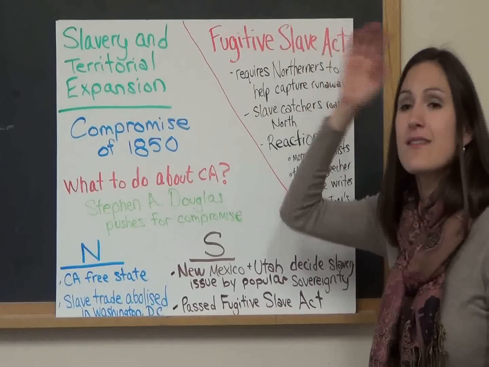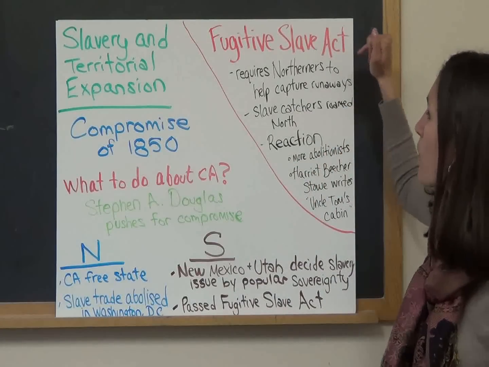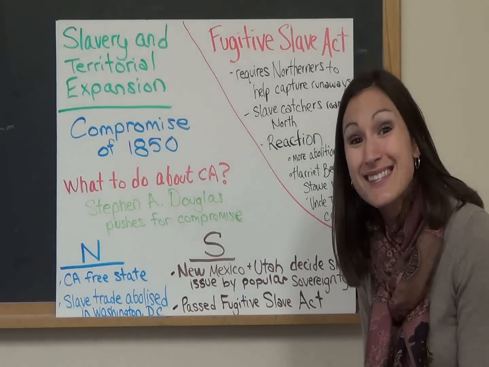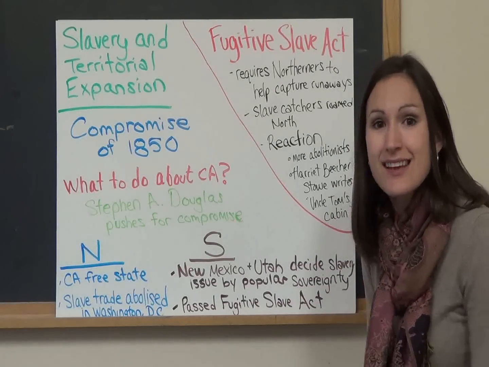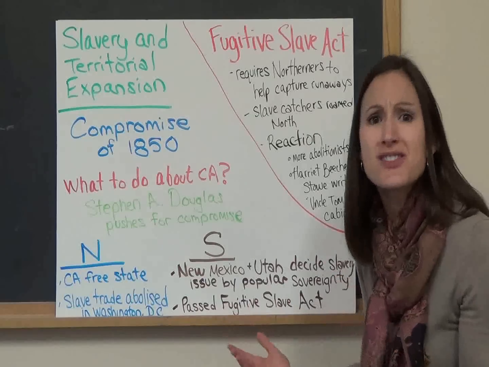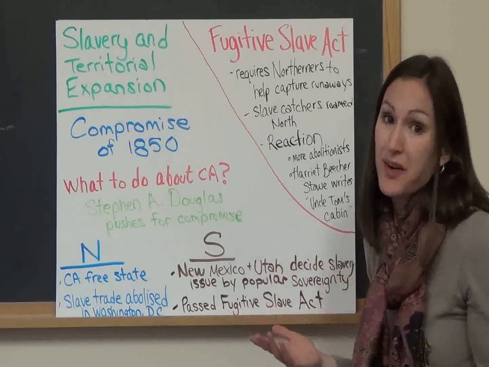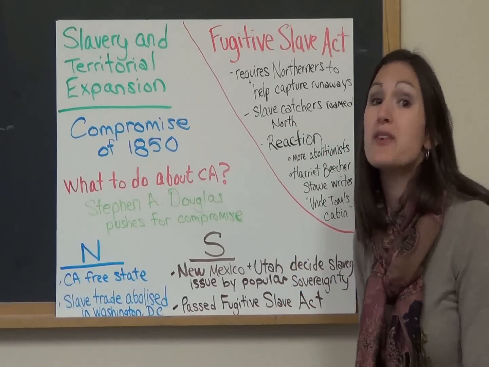This Fugitive Slave Act, it increased tension. It requires Northerners to help capture runaway slaves. And if they didn't, they could face penalties. They could face jail time, a $1,000 fee, if they did not help capture these runaway slaves. It allowed slave catchers to roam the North.